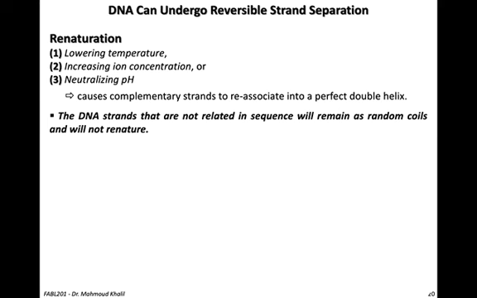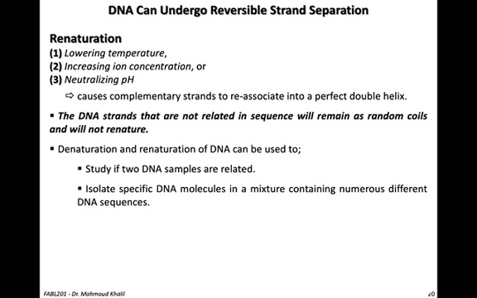Keep in mind that DNA strands which are not related in sequence, if you have different DNA sequences from different animals, will not bind again to each other, and they will remain as random coils and will never renature. So why are we talking about denaturation and renaturation of DNA? Because it can be used to study if 2 samples are related. And it can be used as well to isolate specific DNA molecules in a mixture containing numerous DNA sequences.